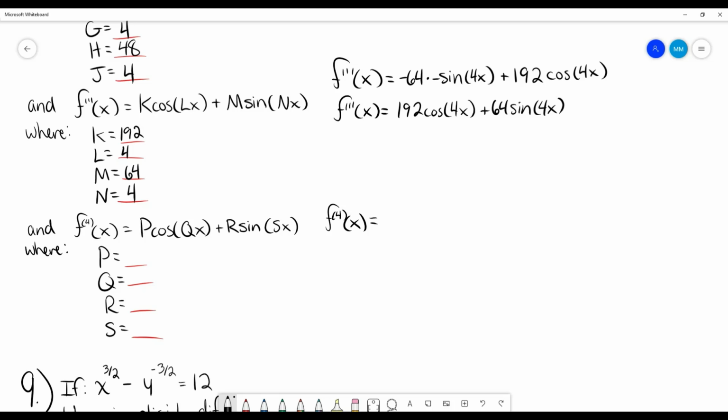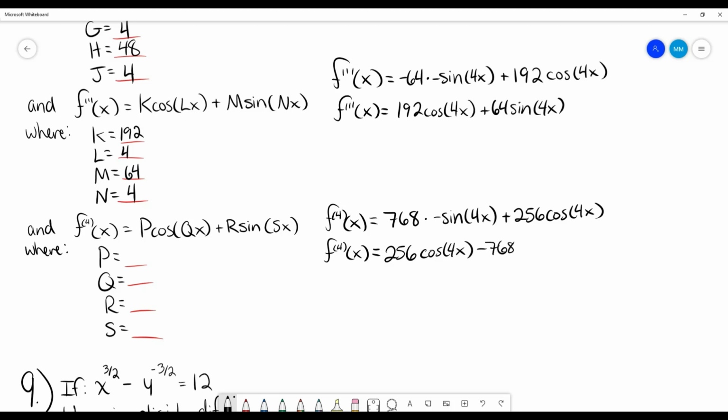So let's see. Ooh, 192 times 4 is trickier. 768 times negative sine of 4x. Let's see, plus 64 times 4 is 256. Cosine of 4x, flip them around again. And then do the answers. And boom, all done.